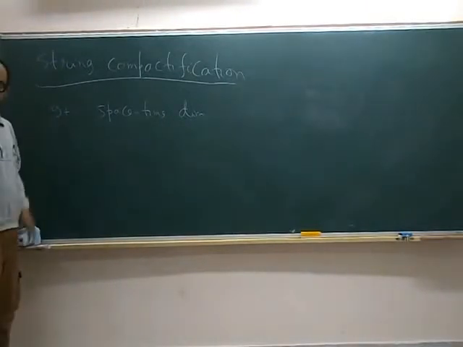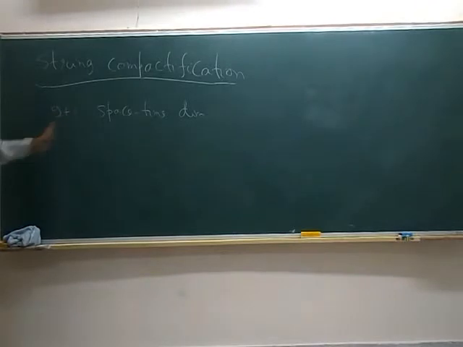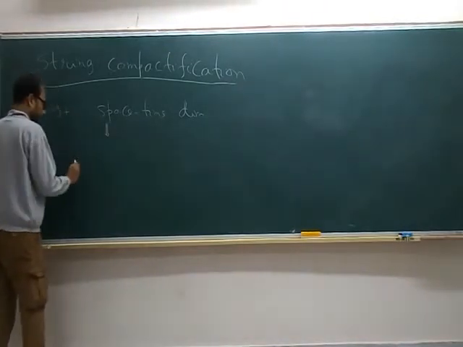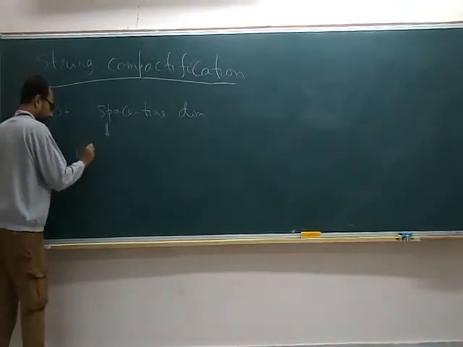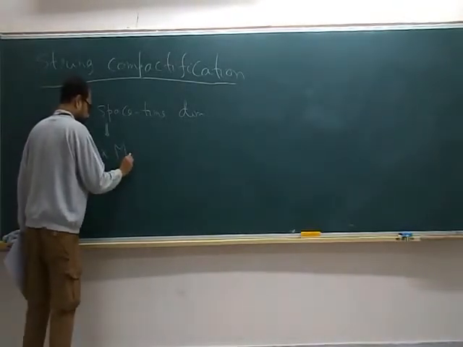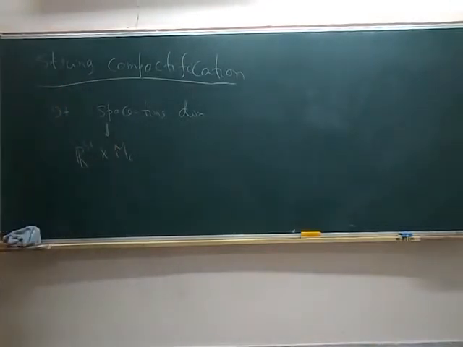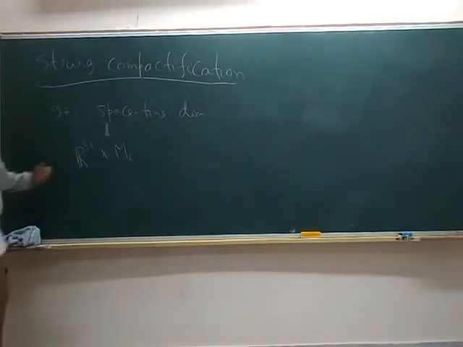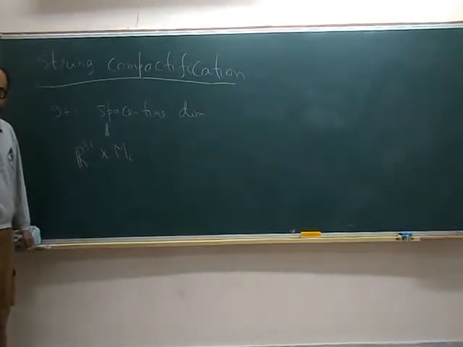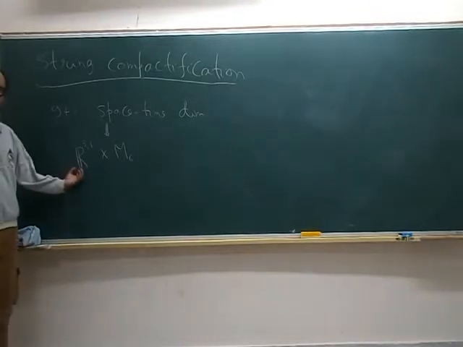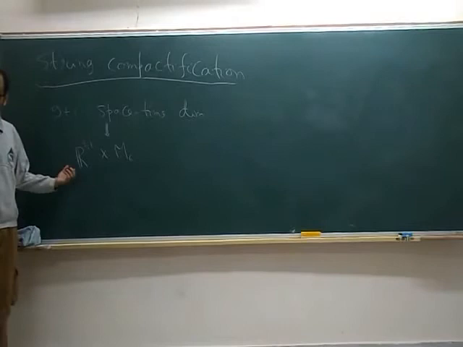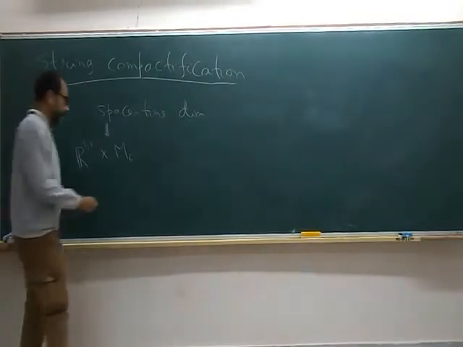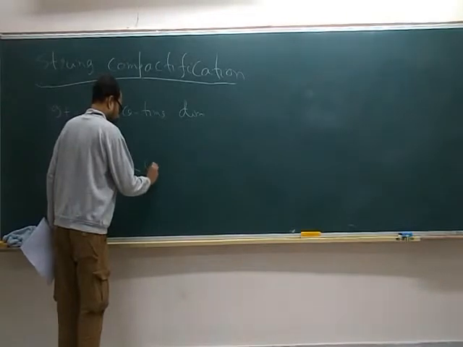And the goal of string compactification is to accept that intrinsically space-time is 9+1 dimensional, but look for space-time of the following form. I will write it as R^{3,1} times M6, where the first factor you can take to a good approximation as 3+1 dimensional Minkowski space, or if you want to be more careful, it's 3+1 dimensional de Sitter space with a very, very small cosmological constant. And M6 is some compact manifold of small size.